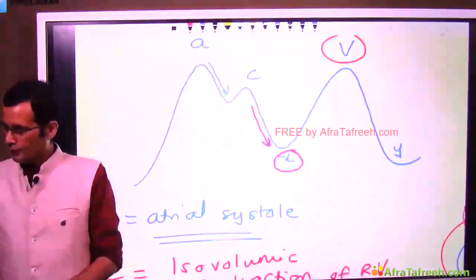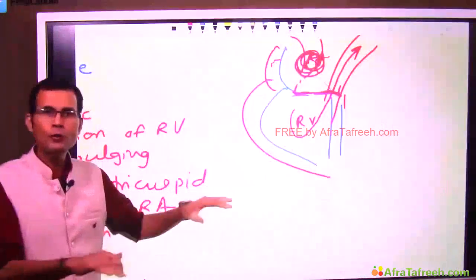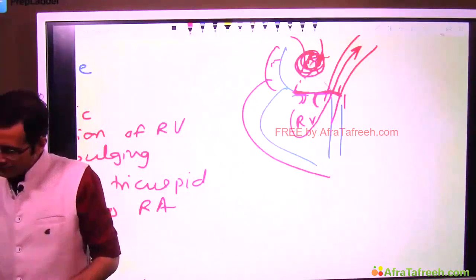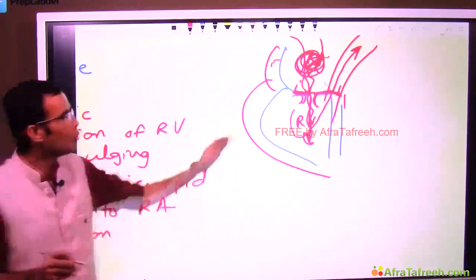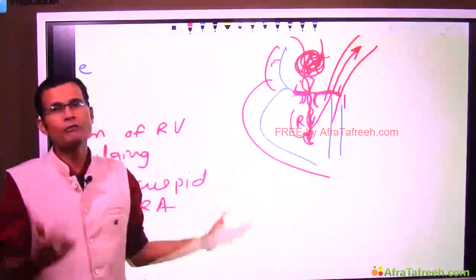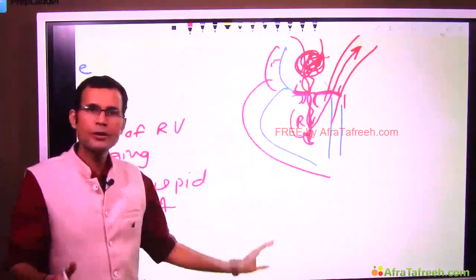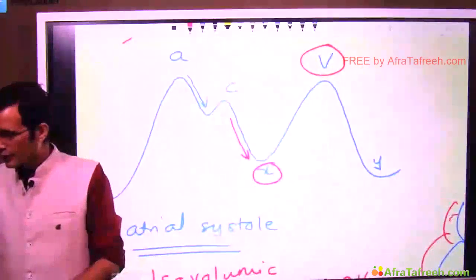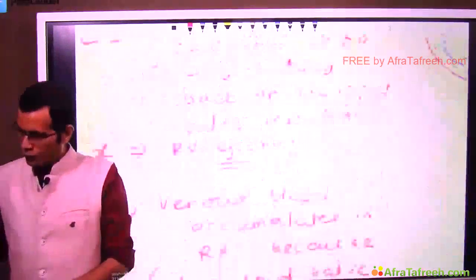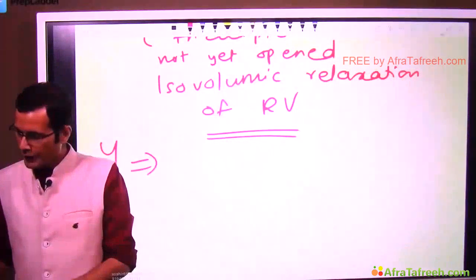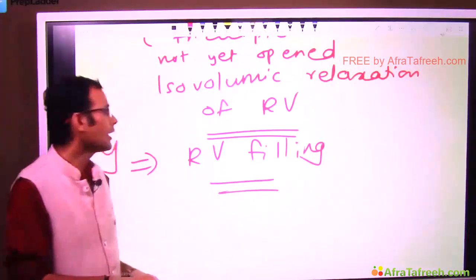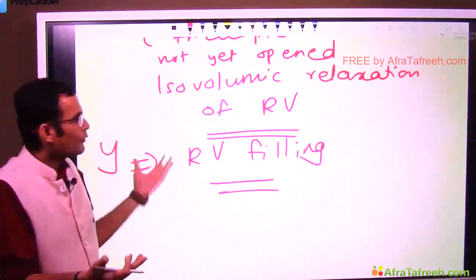And finally, isovolumic relaxation will be over. The tricuspid valve will open and this accumulated blood will go from right atrium to right ventricle, and therefore the pressure of the right atrium will fall. The accumulated blood is going down now, and that fall of pressure is recorded as Y downslope. So the Y downslope indicates ventricular filling, in this case right ventricular filling. So these are the waves that get recorded.